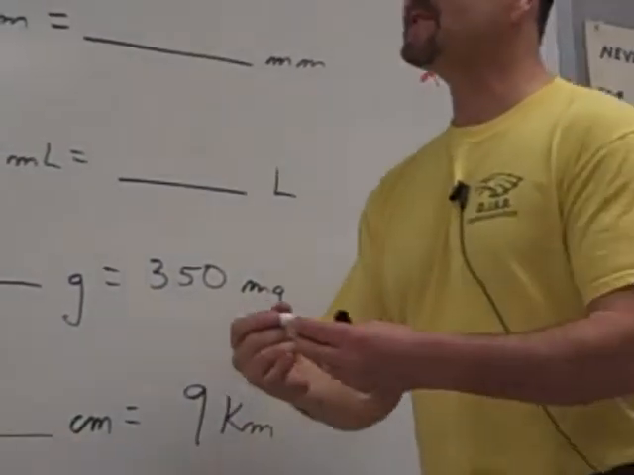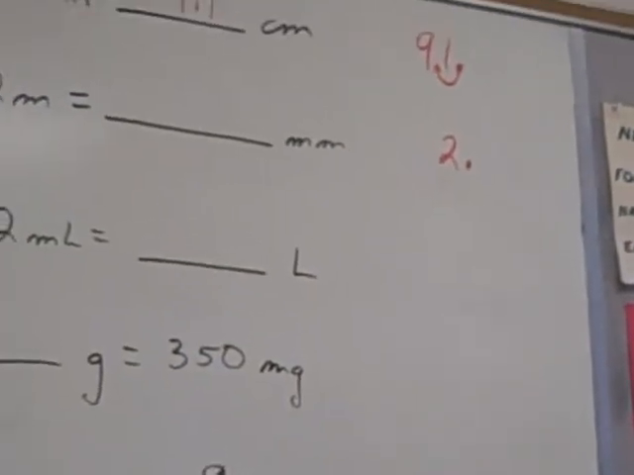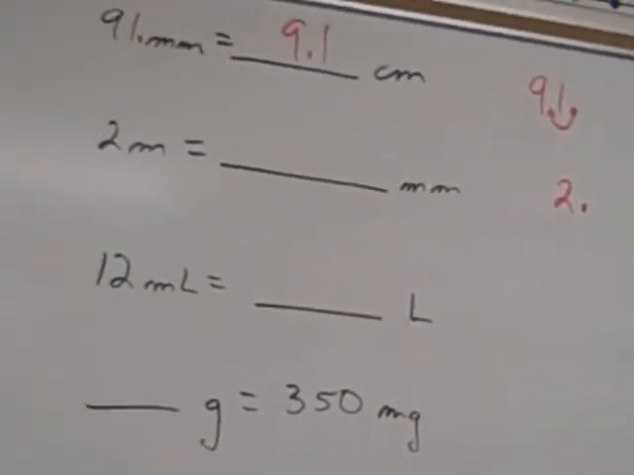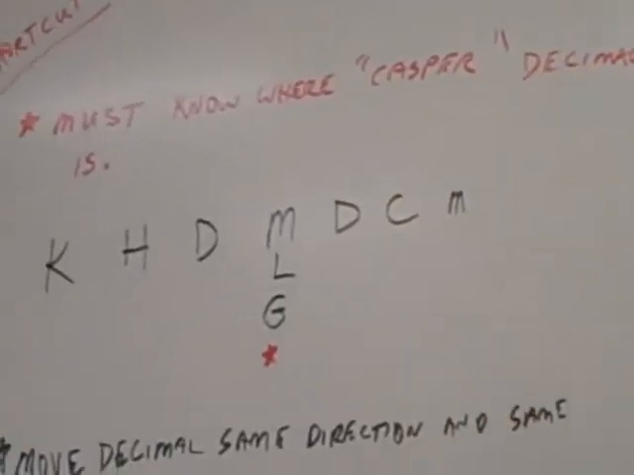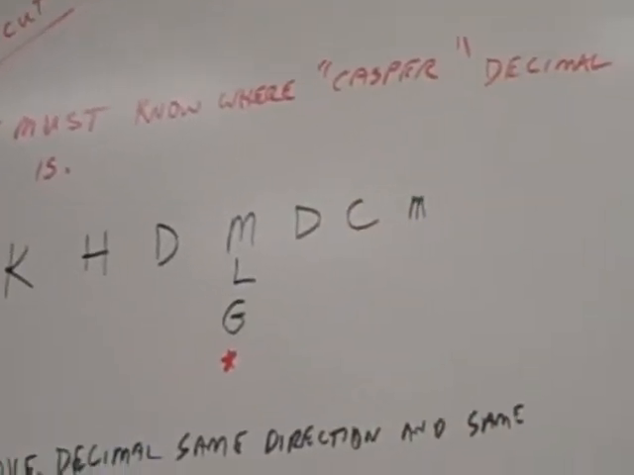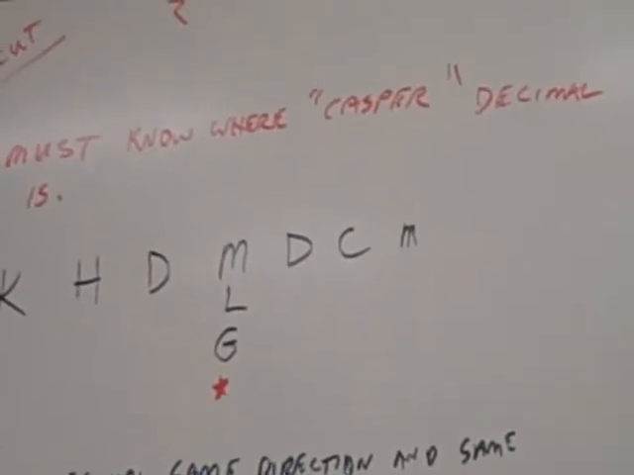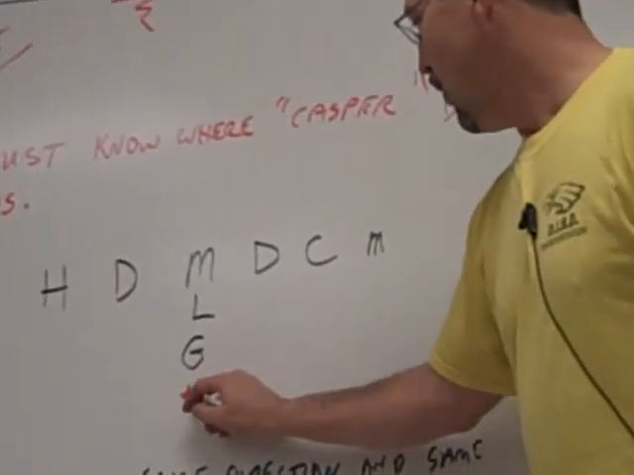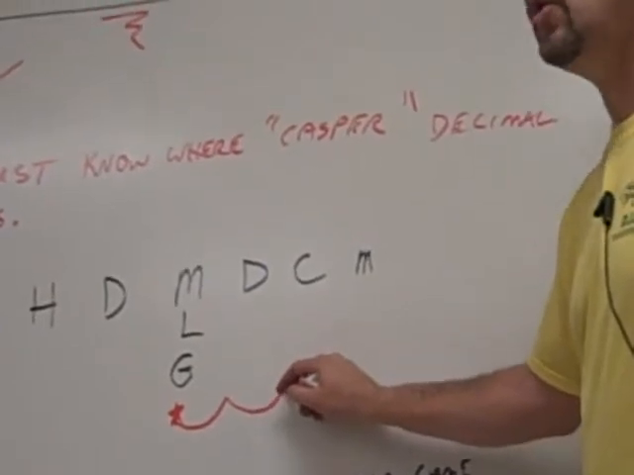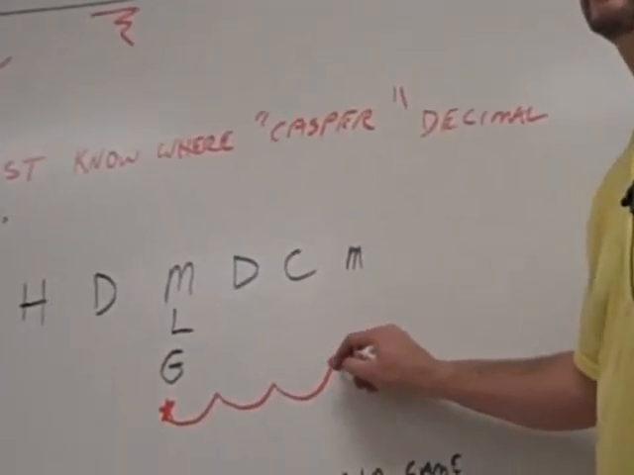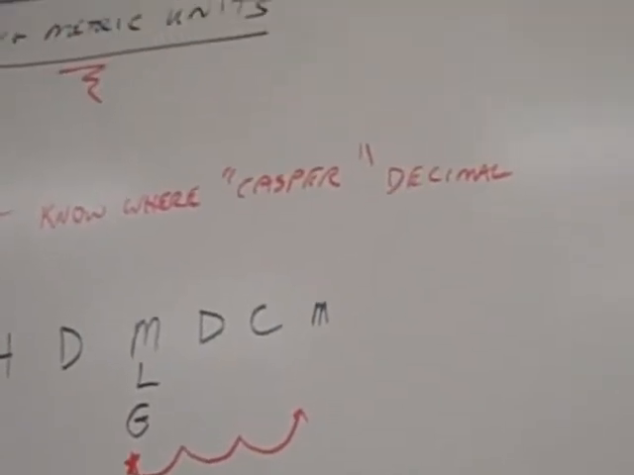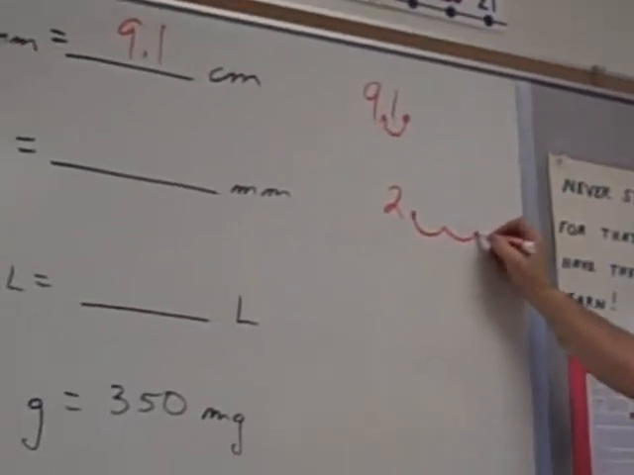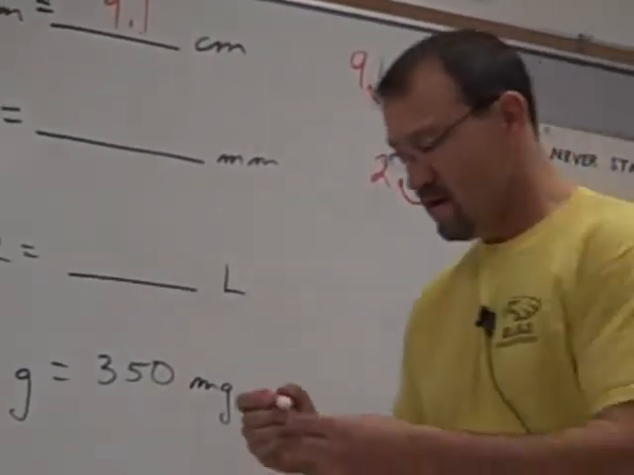Okay. What are we starting with? M. What's M? Meters. Where are we wanting our answer to be? Millimeters. 1, 2, 1, 2, 3. Everybody get that? So, which direction did we go? To the right. And how many? 3. Fill it in.